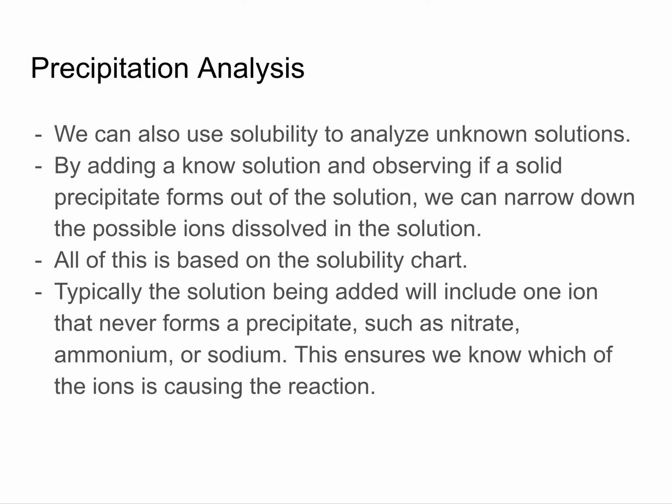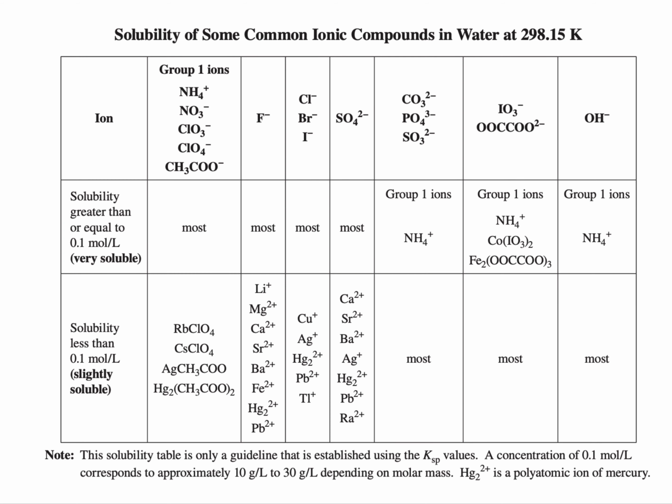So the way we do that is we add a known solution and then observe if precipitate forms or not. And since our solubility chart differentiates the different ions that will form precipitates with each other, we can use that to try and narrow down what chemical is contained within the unknown solution.